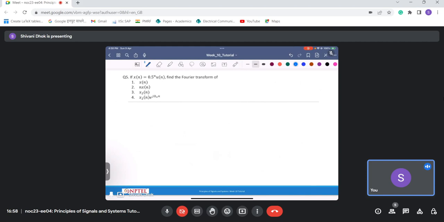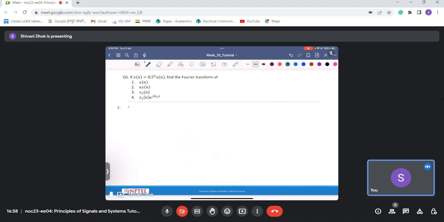I know that this is a very basic signal, but just for the sake of completeness, I'll solve it properly, and followed by that the next parts, that is 2, 3, 4. In those we'll try to use some properties of this DTFT. So let's start with the first part of this question.